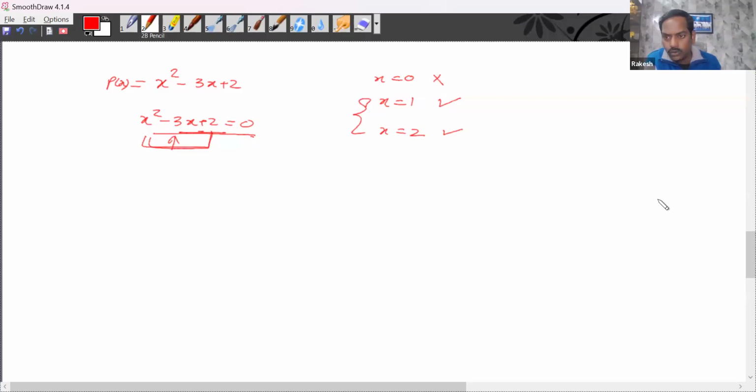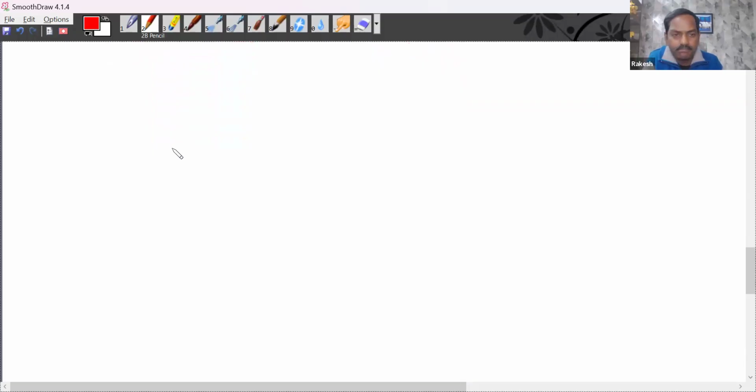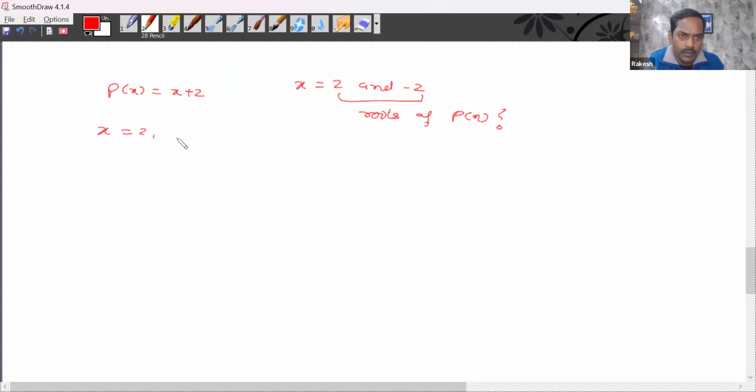Okay. So let us check. I have the polynomial p of x equal to x plus 2. I have to check whether x equal to 2 and minus 2 are roots of p of x or not. How do I check? I'll substitute x equal to 2 here. So p of 2 will become 2 plus 2, which is equal to 4, not becoming 0. So this is not the root. For x equal to minus 2, p of minus 2 we have to find. So it is minus 2 plus 2. This becomes 0. So x equal to minus 2 is the root of the expression p of x. That's quite easy now.